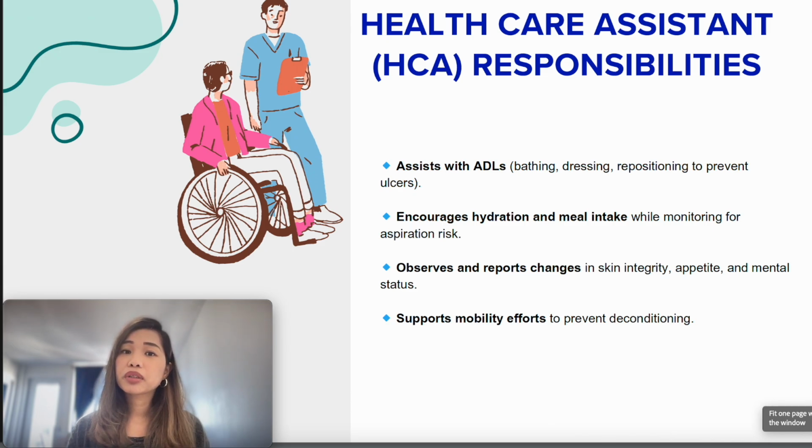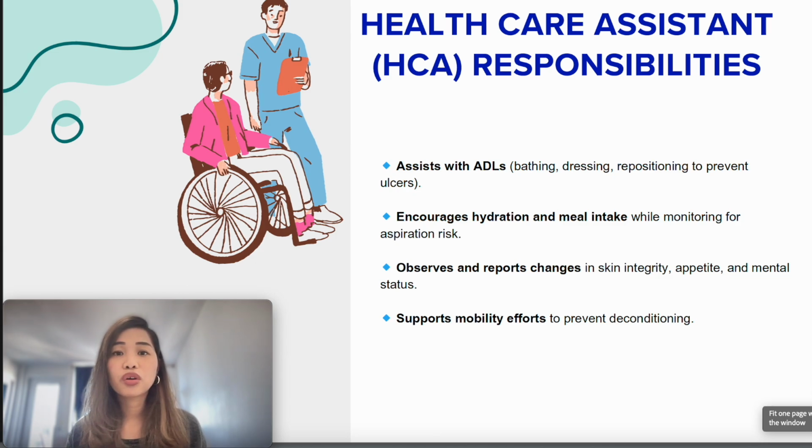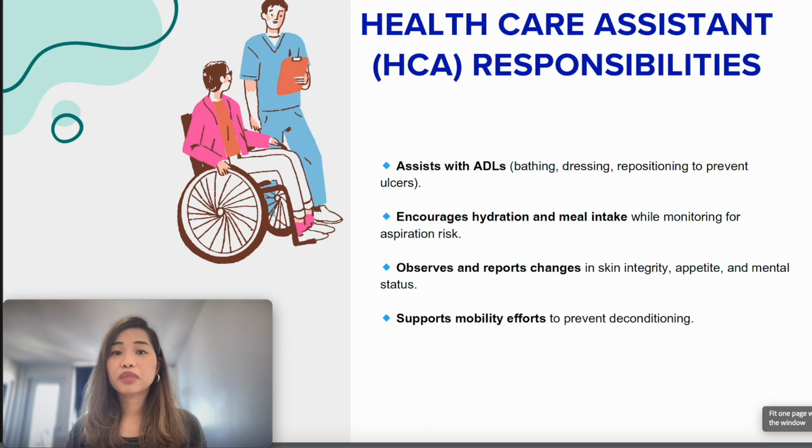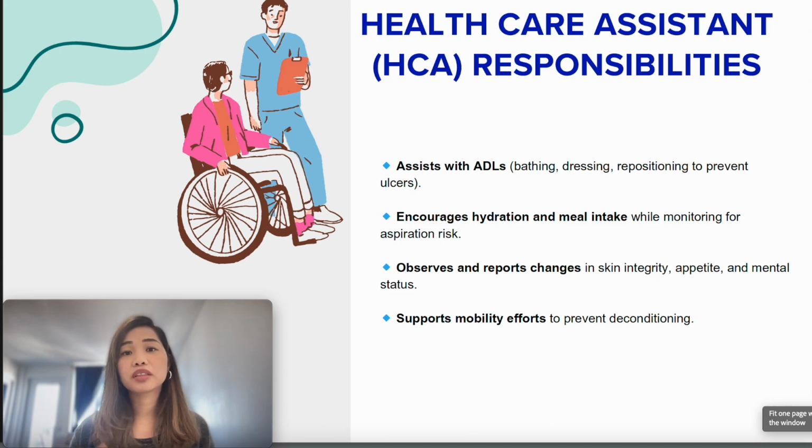You don't have to remember the pathophysiology of the diagnosis, but it's good to know why the patient is there. So maybe the patient has hypertension, or the patient is having shortness of breath on exertion. So what you need to do is make sure you don't push the patient too hard. Make sure you give the patient breaks in between ADLs, if the patient is bathing or dressing or things like that.